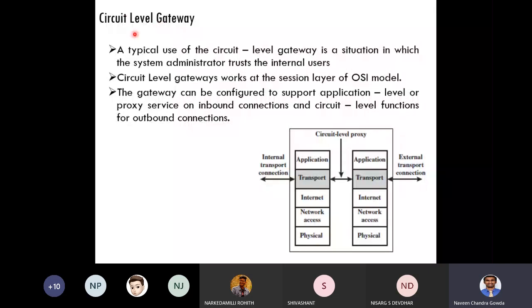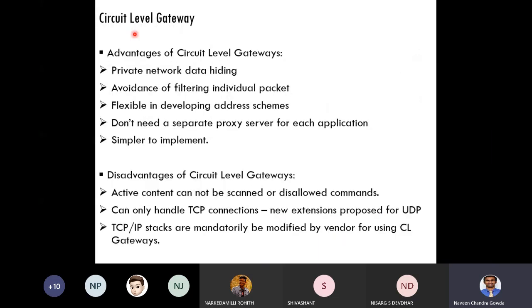It also has a few advantages and disadvantages. I'm going directly to the second point, which I also said earlier. It avoids the filtering of every individual packet. You don't have to bother about every individual packet, because it is concerned with the number of packets belonging to the same application or the same session. So it doesn't need to bother about filtering each and every individual packet.